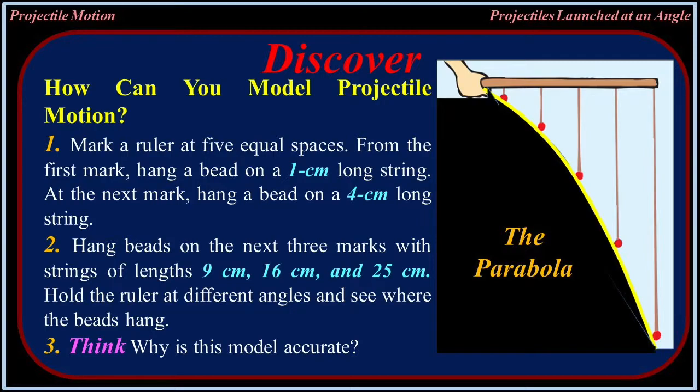How can you model projectile motion? 1. Mark a ruler at 5 equal spaces. From the first mark, hang a bead on a 1 centimeter long string. At the next mark, hang a bead on a 4 centimeter long string. 2. Hang beads at the next 3 marks with strings of length 9, 16, and 25. Hold the ruler at different angles and see where the beads hang. Think. Why is this model accurate?